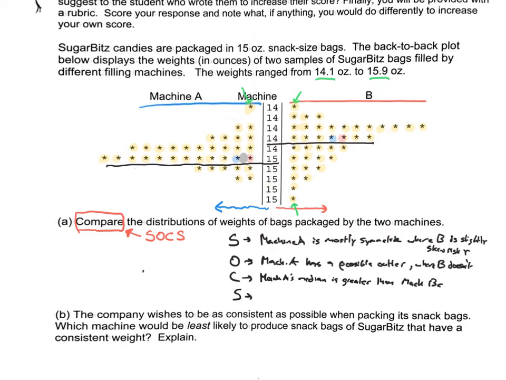Okay, and then spread, let's just talk range. Range is super easy to do. So 14.1 all the way to 15.9 on B, 14.1 up to 15, less than 15.9. So we're going to say this: machine A has a smaller range than machine B. All right, so that's it. So compare means using comparative language, right? So really kind of like putting them against each other on that, all right?